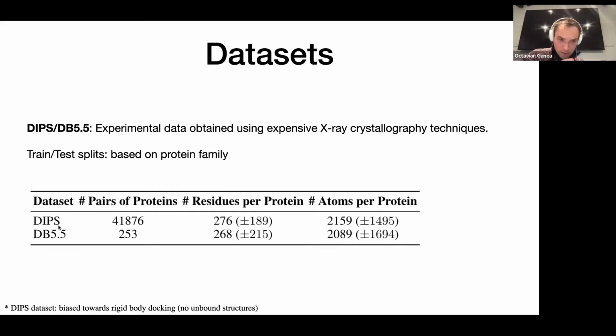One thing to keep in mind is that DIPS actually only contains the complex structures. It doesn't contain the unbound structures. And that's one of the reasons why we tackled rigid protein docking in the first place. DB5.1 contains mostly rigid proteins, and some flexible proteins, but a small fraction of those.